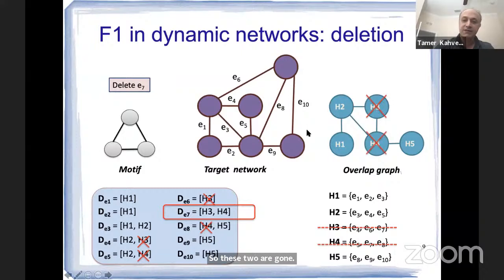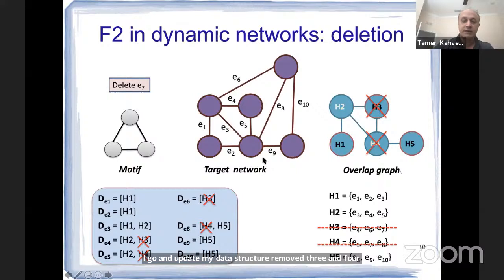Now remember that my optimal solution at this previous state was 1, 3, and 5. Just keep that in mind. So I remove 3 and 4. I go and update my auxiliary data structure, remove 3 and 4 wherever they appear. And then, because 3 is a part of the solution, I need to reduce my motif count by 1.